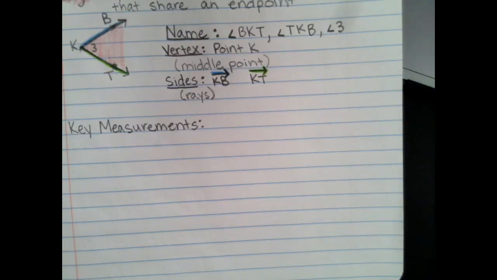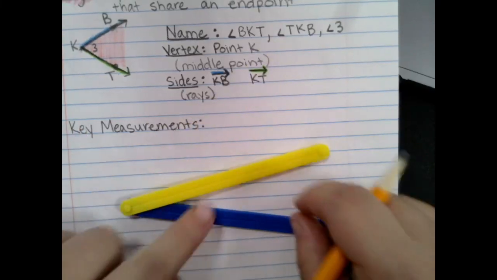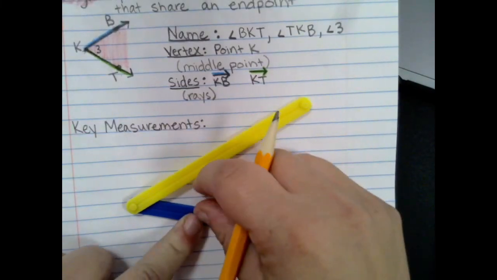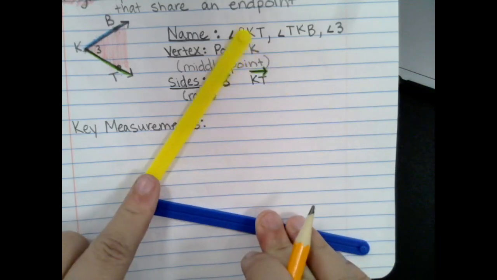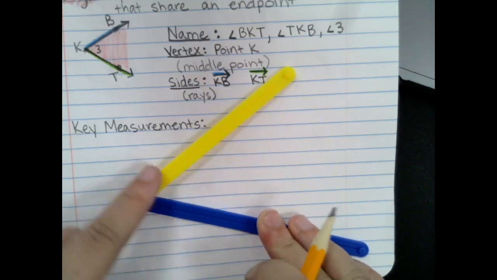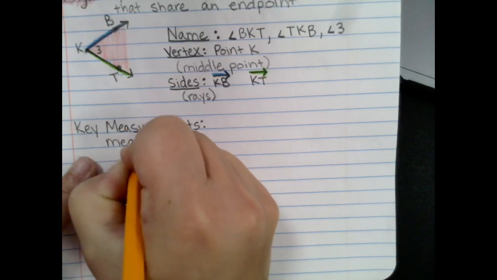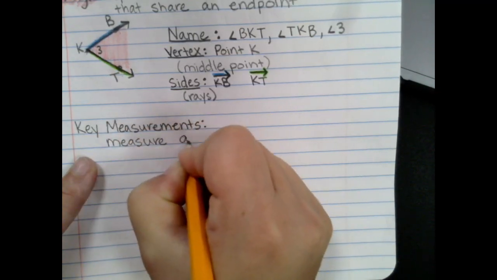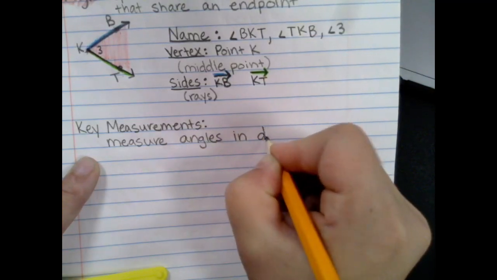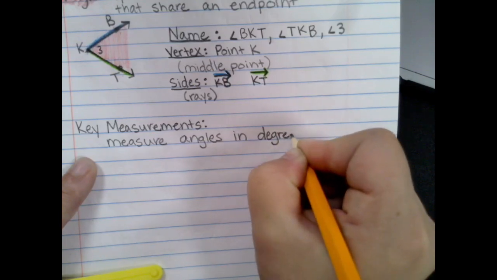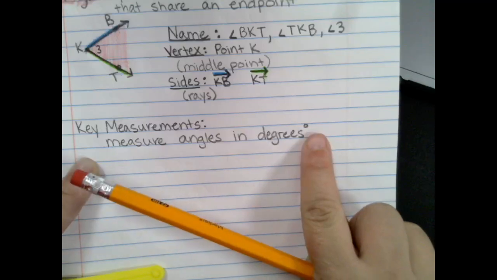Now, when we measure that space between, we're not measuring how many feet or inches apart, because that would change based on how close or how far apart we are. When we measure angles, what do we measure in? Degrees. Yeah, so we always measure angles in degrees. And how do we show degrees usually when we're writing? Yeah, that little circle up there, the degrees.